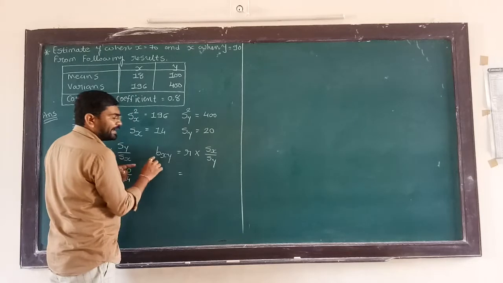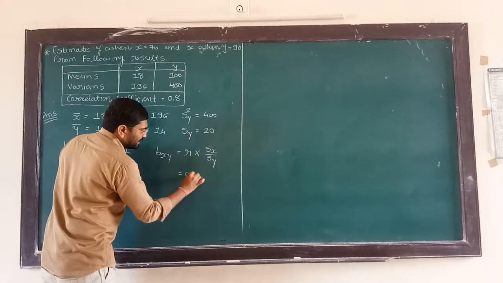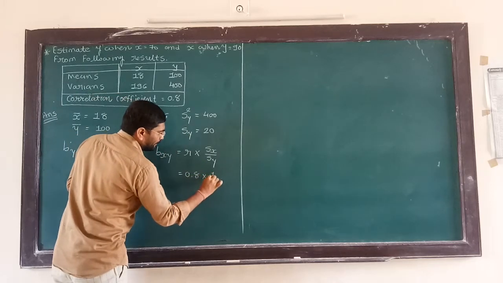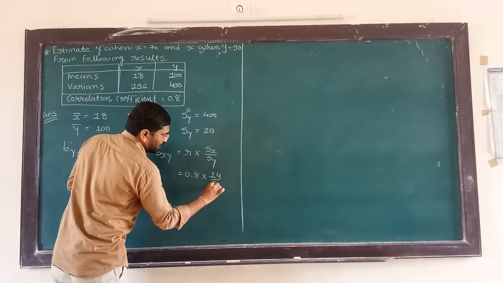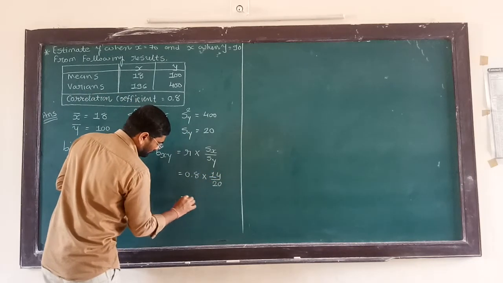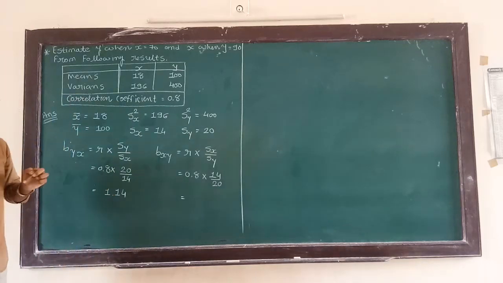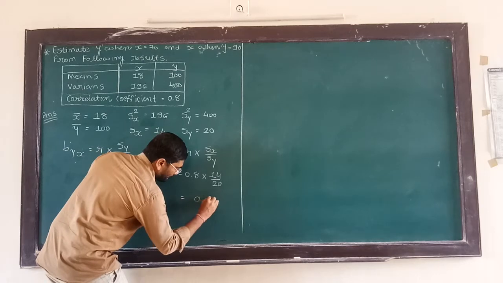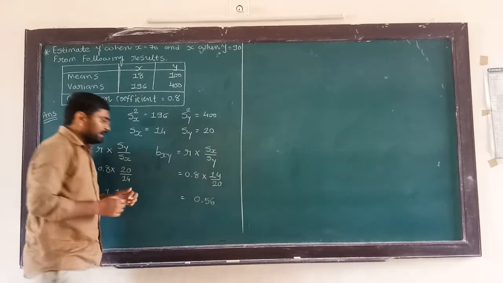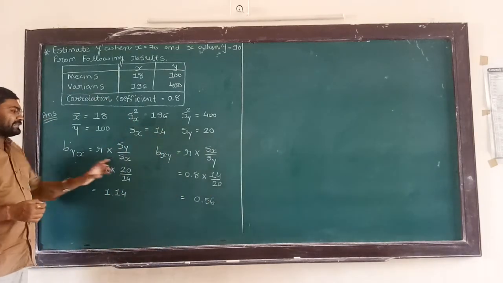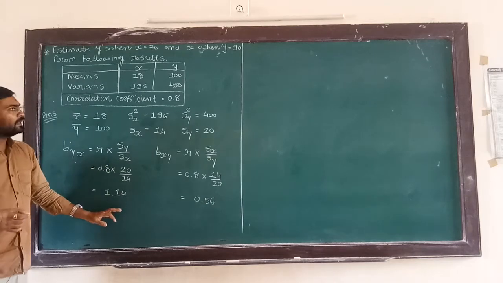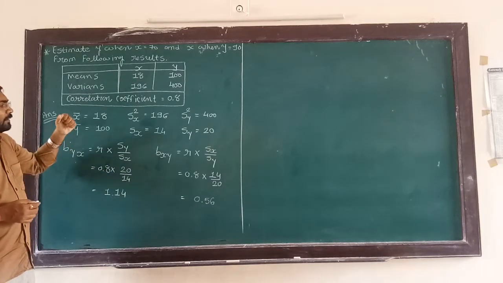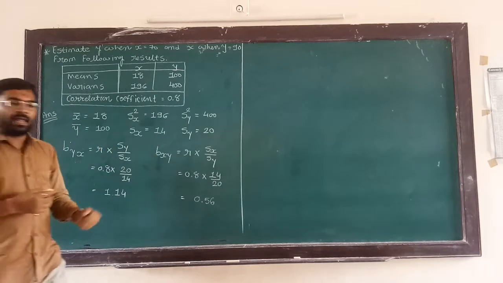Calculate bxy: 0.8, sx is 14, sy is 20. Here bxy is 0.56. See, students, byx and bxy are obtained. Now we go further to our two regression lines.